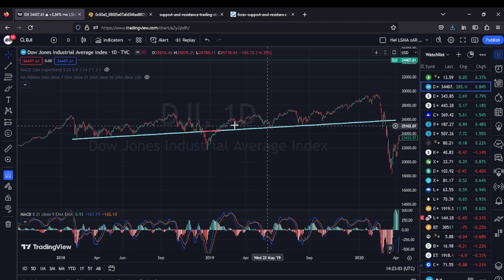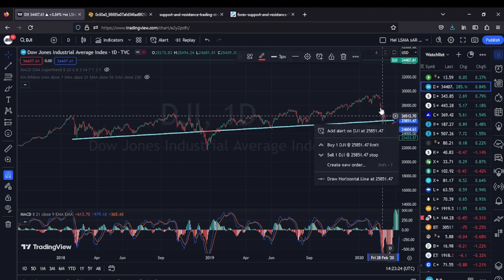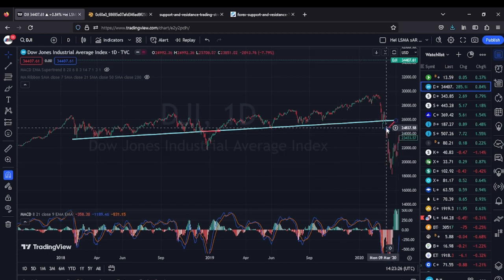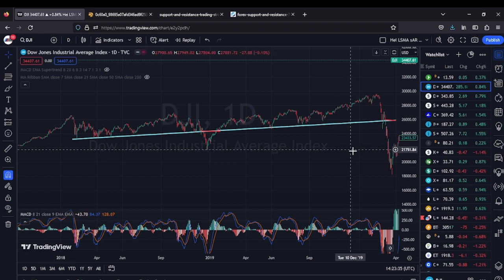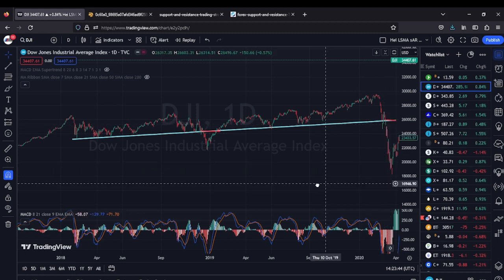You can see eventually it came down to this line again and bounced off. Right here, it bounced off. Right here, initially it actually bounced. It penetrated and bounced off, but eventually it broke through again. So from here forward, around there, that again became resistance from support. When it broke through, that is resistance, right?